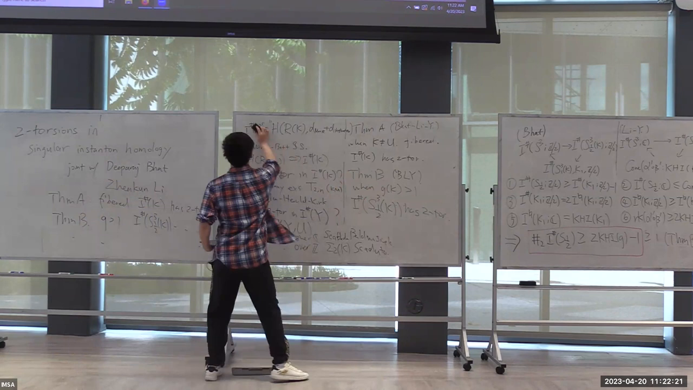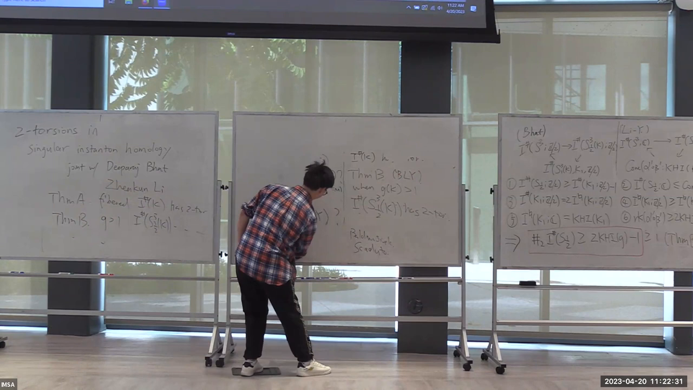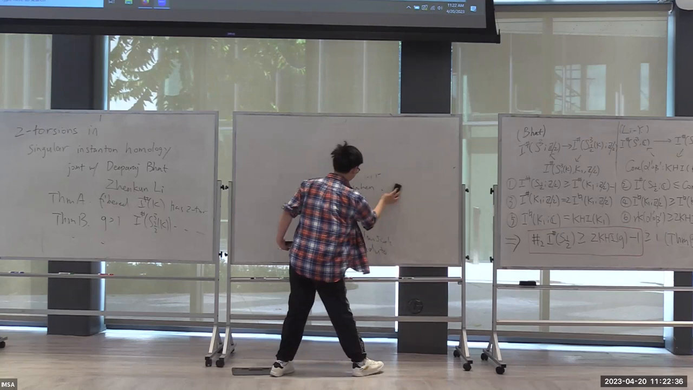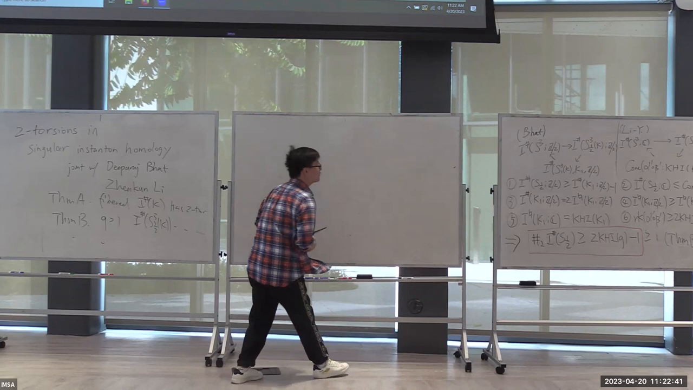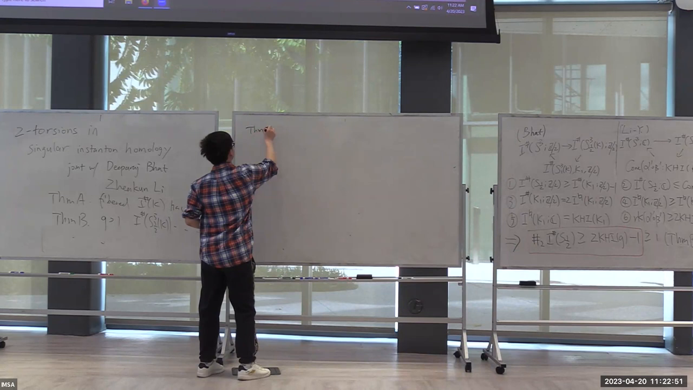So that's the strategy of the proof, but I will expand one by one. First, we will need some exact triangles to get some dimension inequality from the difference between manifold and different instanton homology. The first thing is a theorem by Khovanov.